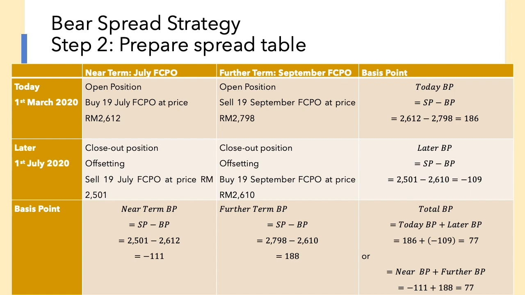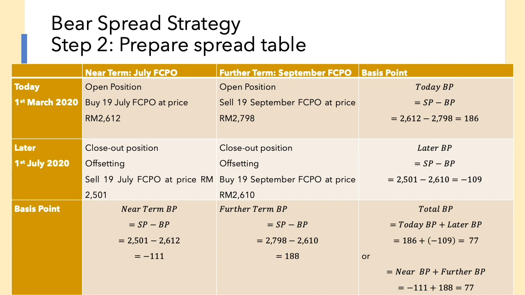Then you need to identify your near-term and further-term futures. So in this case, near-term is July FCPO and further-term is September FCPO contract. Step number 2, you need to prepare your spread table. So you have two columns. You have a column for July FCPO, which is the near-term contract, and September FCPO, which is the further-term contract. So today, 1st March, you open position. Your strategy is buy near-term, sell further-term.